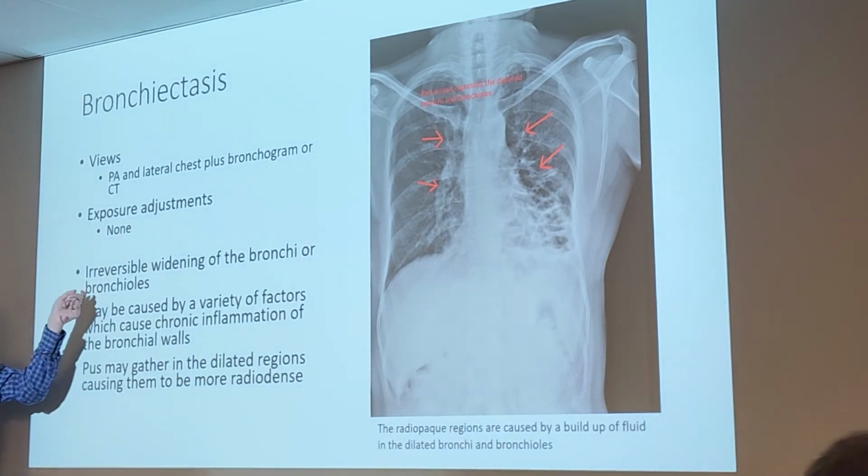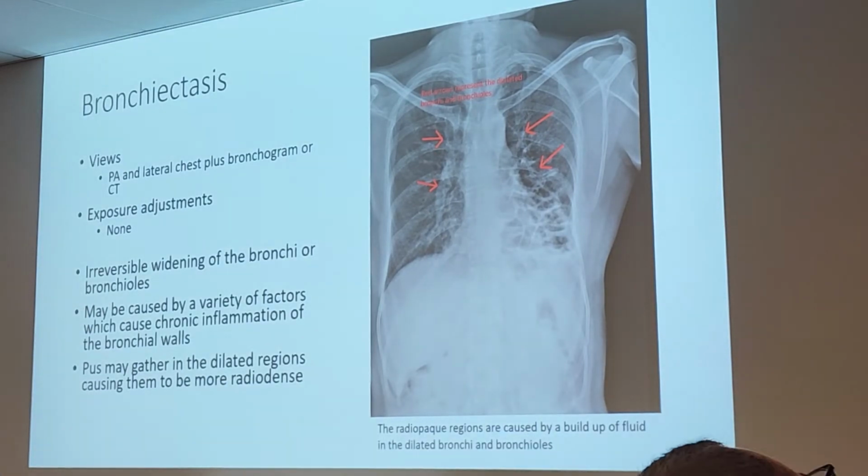All right, but here we have this widening. Why did they get widened? Because they got inflamed. When it got inflamed, it damaged the walls. So after the inflammation's over, the walls aren't able to go back to the original small size. In addition, there might be pus that gathers in those regions. So now the bronchioles have expanded and been filled with pus, filled with fluid.